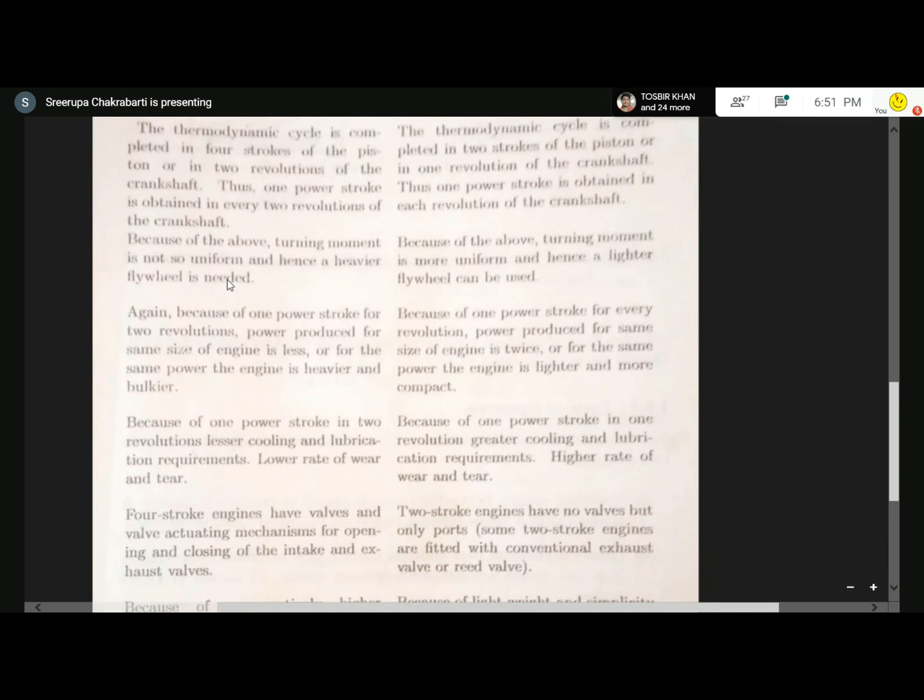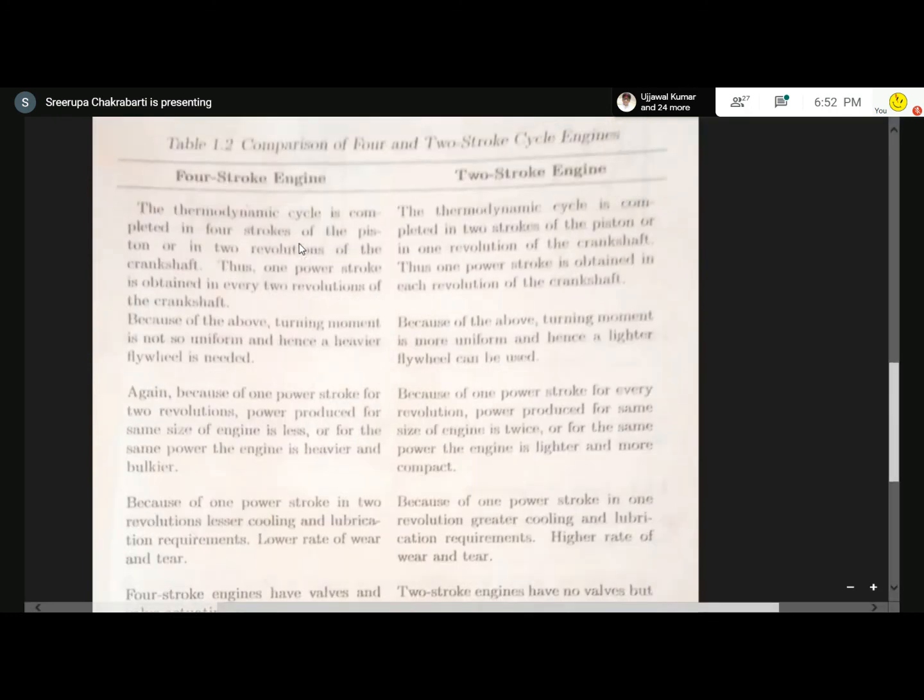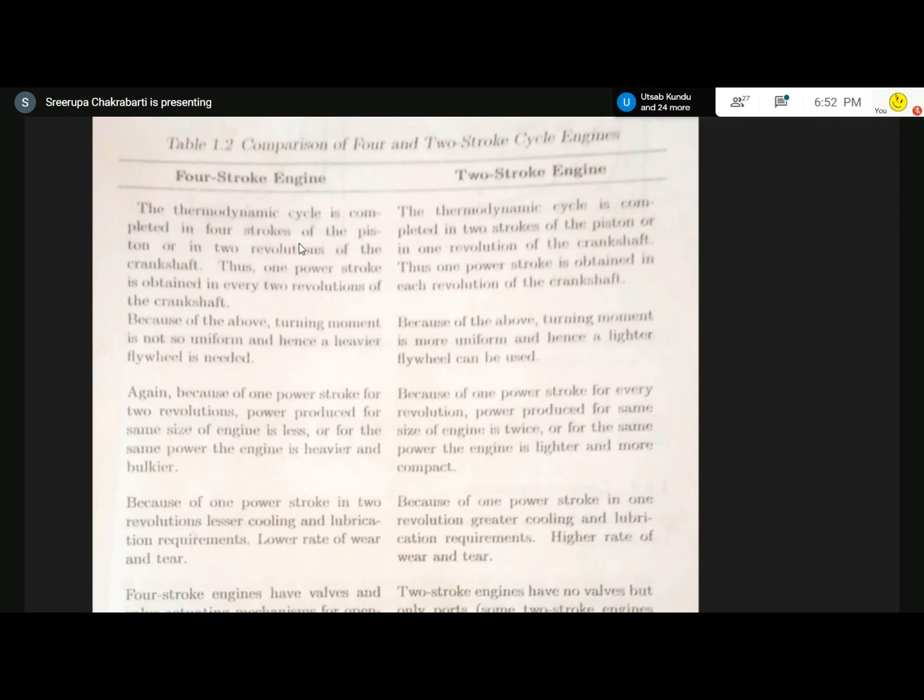This I'll explain. Turning moment is the torque which is coming on the crankshaft. You know what is a torque. So torque is responsible for rotation of the crankshaft. The turning moment or torque that is produced on the crankshaft is not uniform. It is varying. In a four-stroke engine also it is varying. In a two-stroke engine also it is varying. Why is it varying? I tell you.